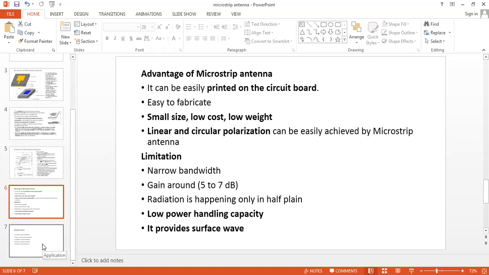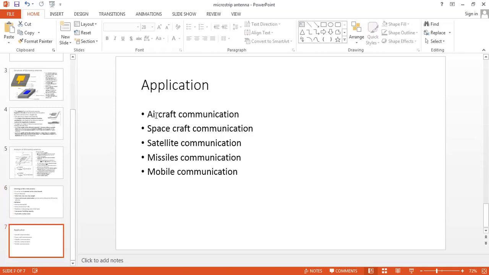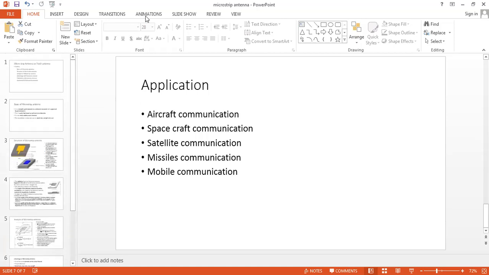Where is this microstrip antenna generally used? It is used in aircraft communication, space communication, satellite communication, missile communication, and mobile communication. So this is about the microstrip or patch antenna.